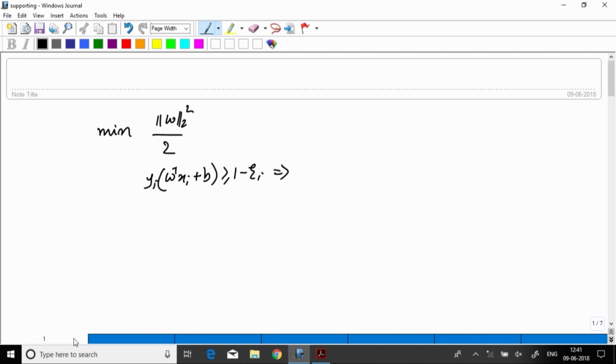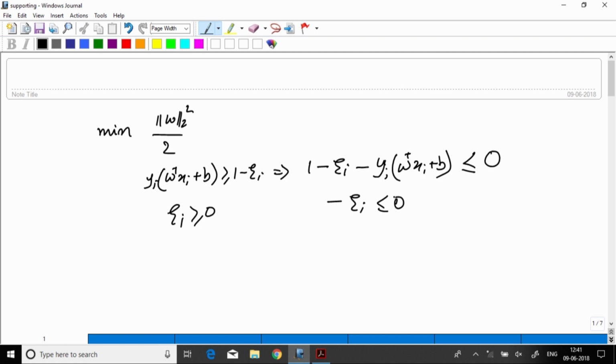Yes, okay. So then it will be what? 1 minus xi_i minus y_i (W transpose x_i plus b) less than or equal to 0, right? And we have this xi_i greater than or equal to 0, so we will again write it, with gamma_i, as minus xi_i less than or equal to 0.